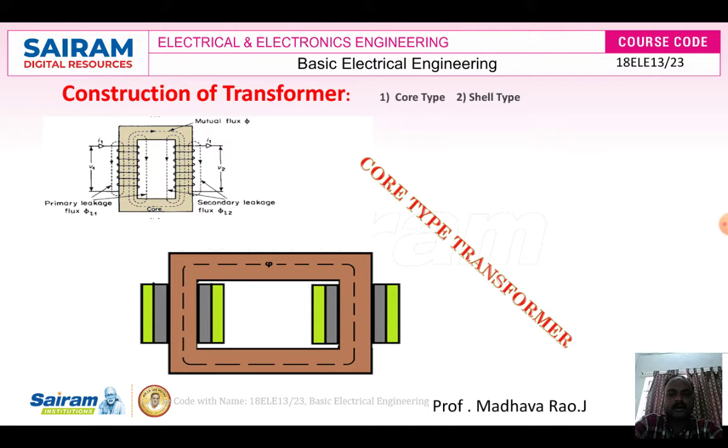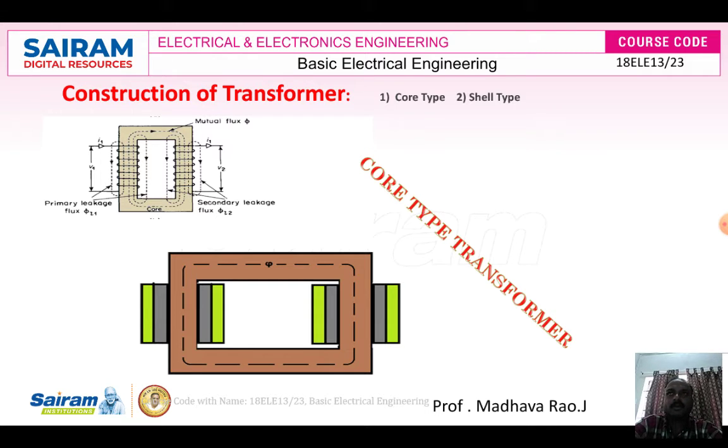In this type of transformer, the winding is surrounded by the core. We can observe how the winding is placed on the core of the transformer. The primary winding and secondary winding are both placed on both the limbs. Here the primary winding is connected to the supply, and the secondary winding is connected to the load.